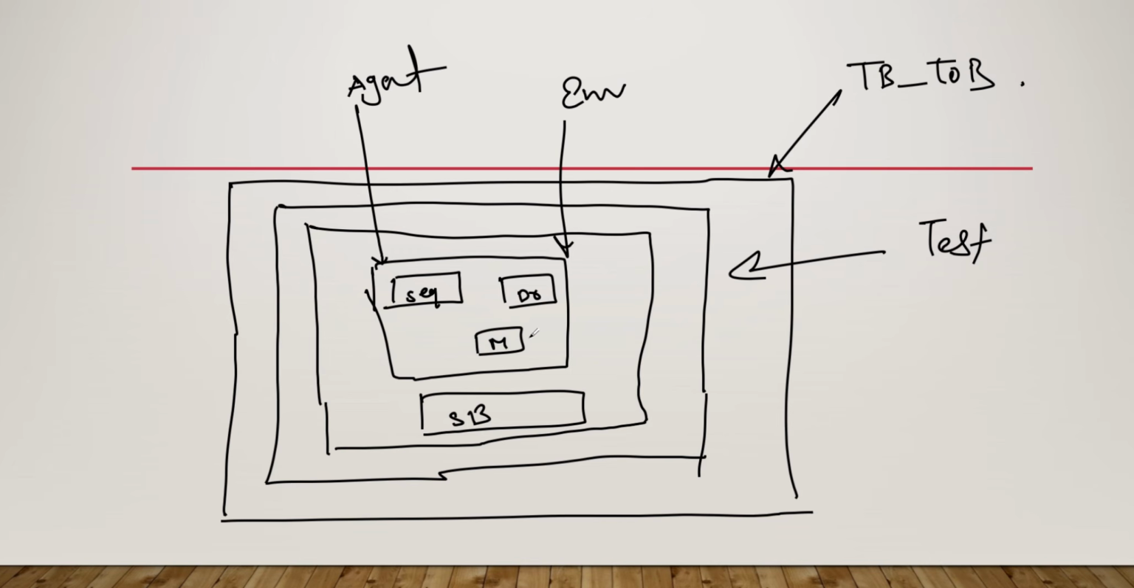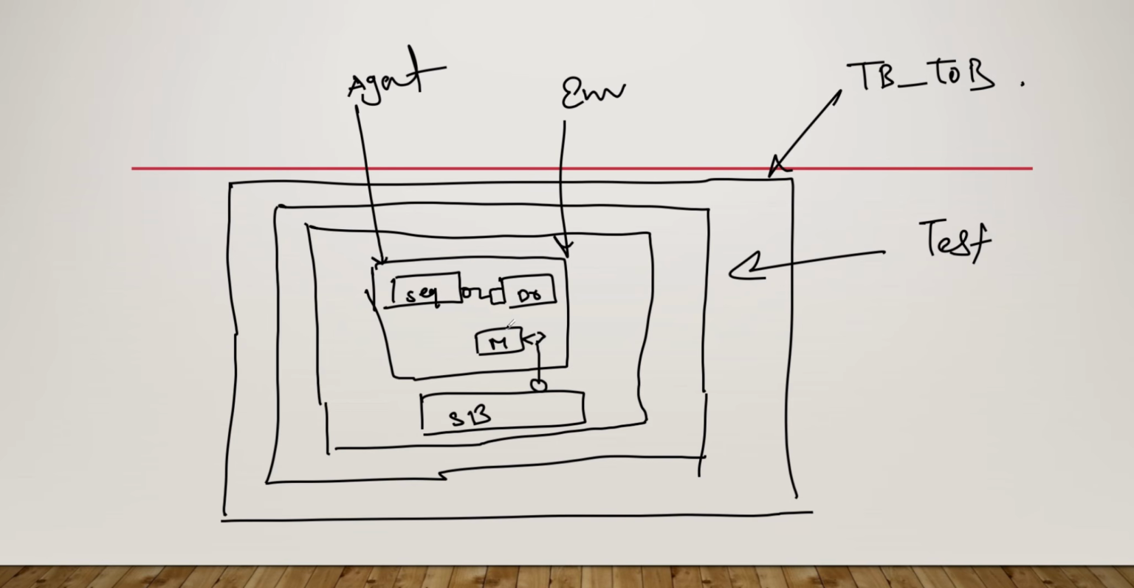Now your monitor and scoreboard are connected through analysis port. So this is how you can represent the connection of analysis port. Now your driver and sequencer are connected through your TLM port. Okay. So this is the connection between your driver and sequencer. So this is the overall APB architecture which we are going to implement.